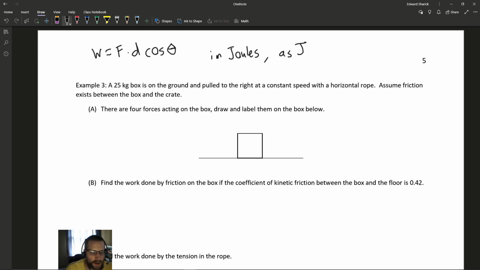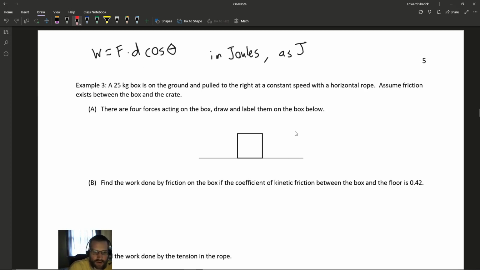All right, so I'm just going to go through example 3. And again, if you want to work ahead with me, then that would be good, and then you can check your work. In example 3, it says a 25 kilogram box is on the ground and pulled to the right at a constant speed with a horizontal rope. Assume friction exists between the box and the ground.